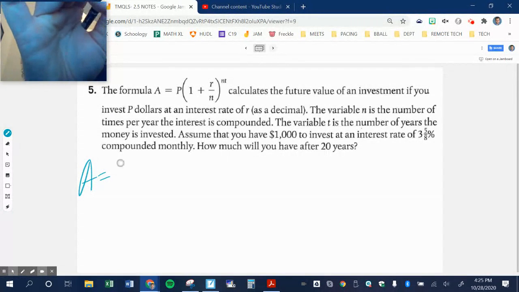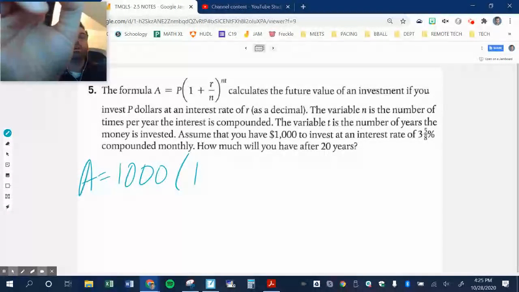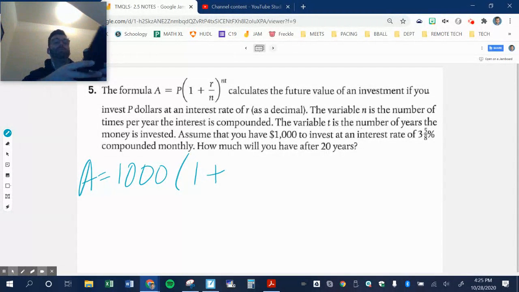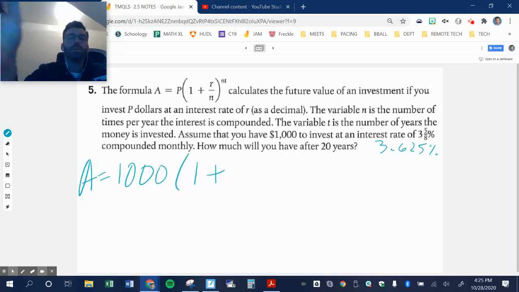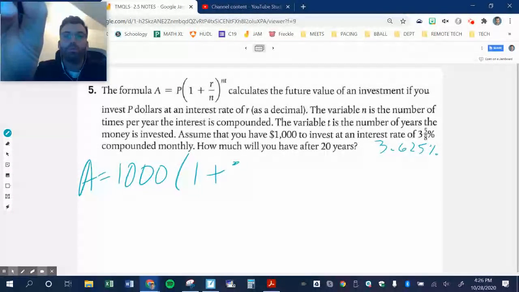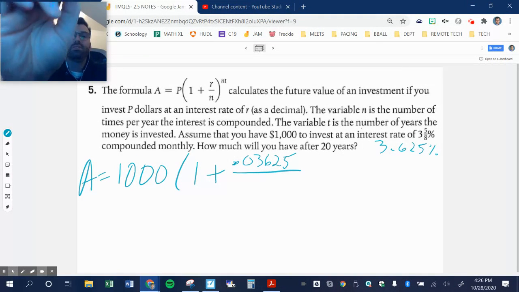So my principal value is 1,000. 1 plus the rate is 3 5/8. If I do 5 divided by 8, that's 0.625. So plus 3, that's 3.625%. Remember that I need to write a percent as a decimal. So I either divide by 100 or just move the decimal place over twice. So that's 0.03625.